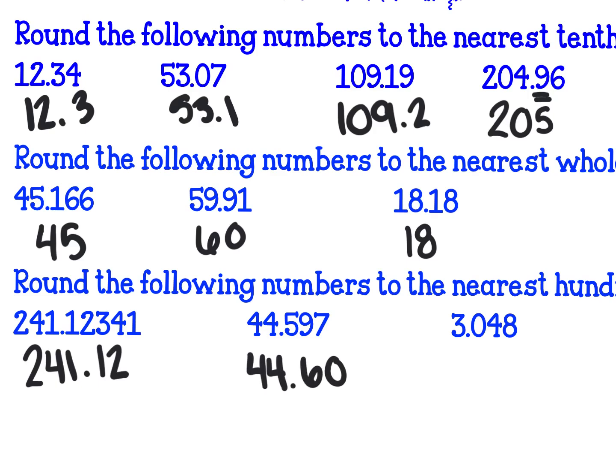Good. 44.60, or some people looking around, I saw 44.6 written down. Either of those would work. Okay, again, to the hundredths, we've got 59, essentially 59 cents. Rounded up one would be 60 cents. Good. And the last one, 3.048.